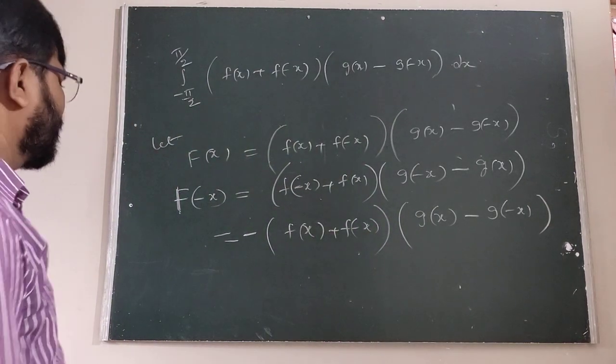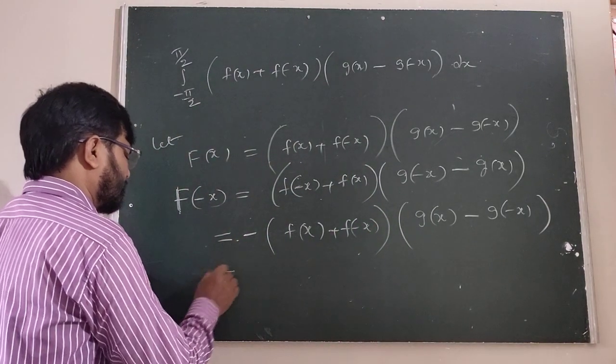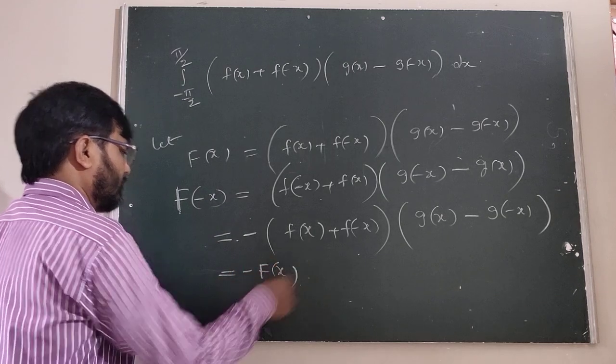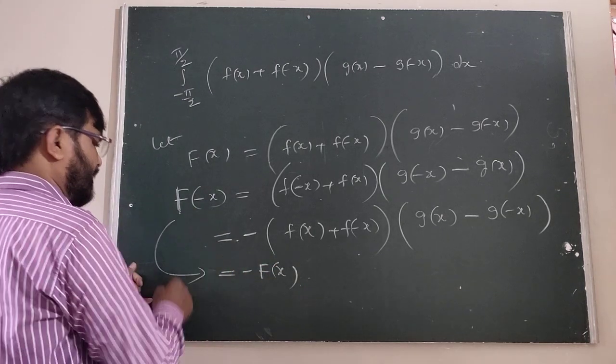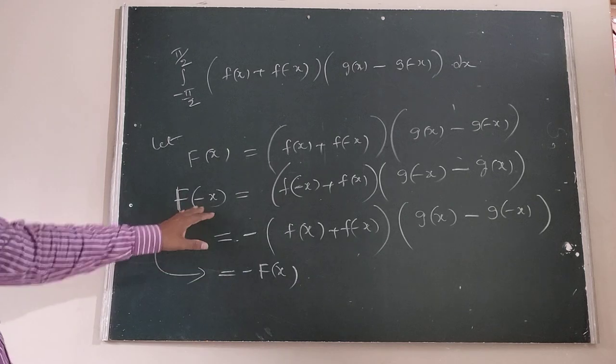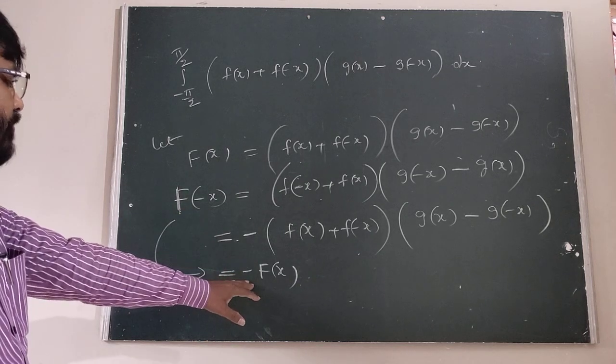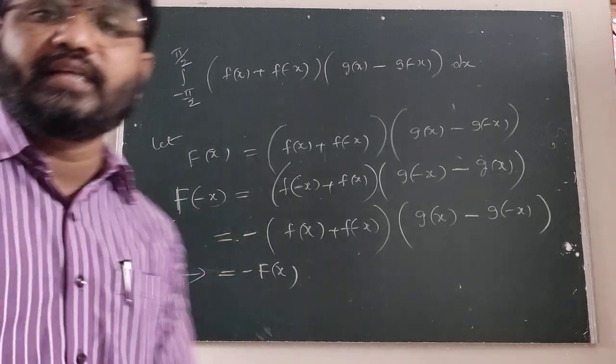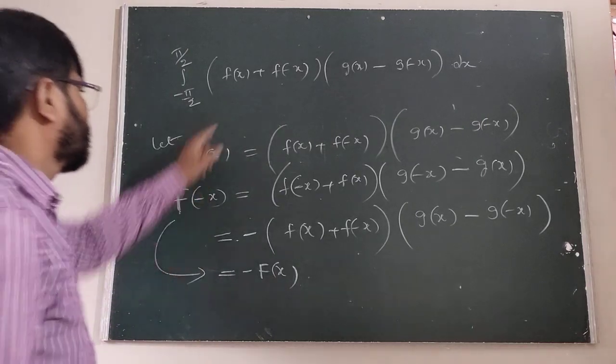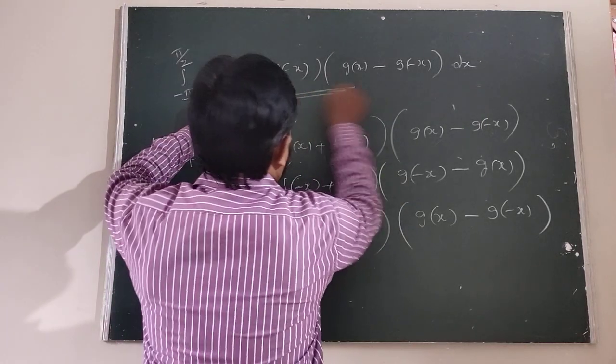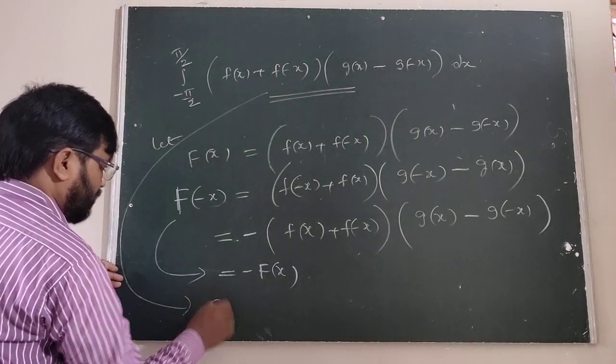Therefore, we get f of minus x equal to minus of f of x. When f of minus x equals minus f of x, it is an odd function. Therefore, the given function is an odd function.